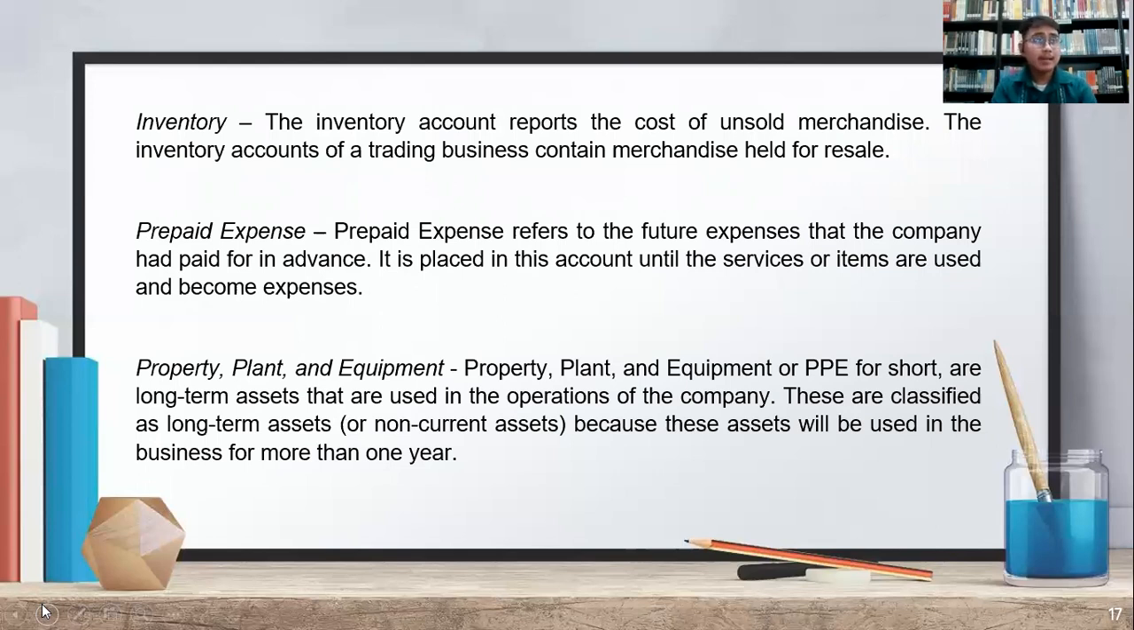So inventory can be an asset because these are the resources that are not already sold, and this can be used to make a new product or to continue the production of a company. Okay. Next, we have the prepaid expense.